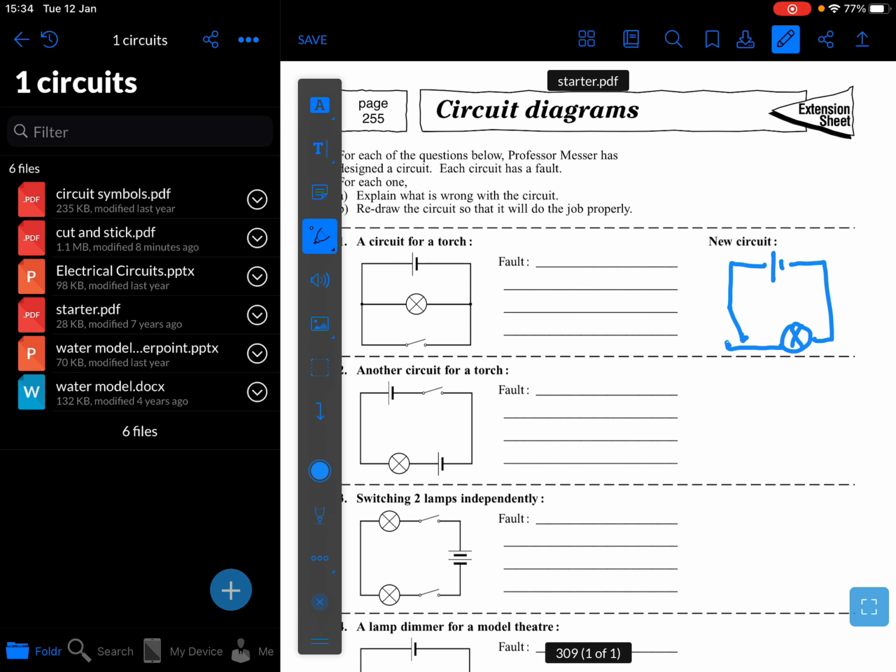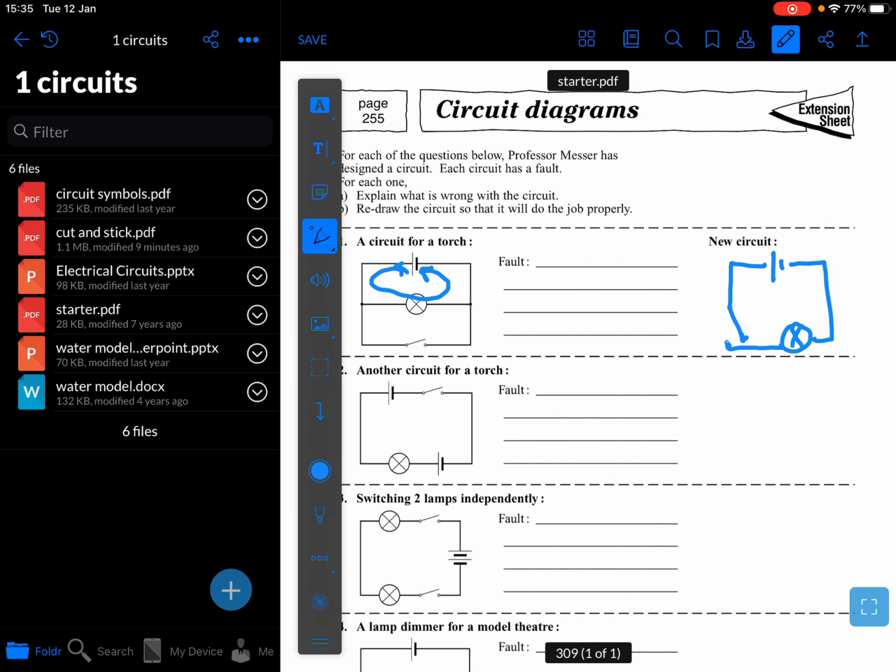Does that make sense? So currently, that switch will still allow current, even when it's open, current can still flow around here, which means that bulb will still be alight. So even when you try and switch it off, the bulb will still be alight. So your new circuit, can you see that switch is now in the loop? So when the switch is open, that bulb will not get any current flowing to it, and so will not light up.